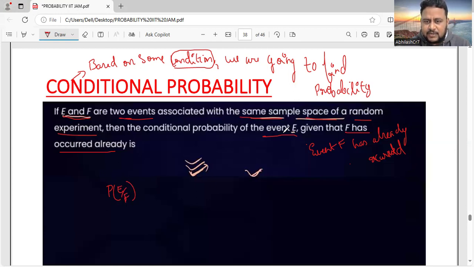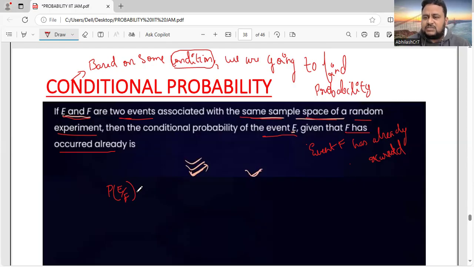The conditional probability of event E, given that F has occurred already. That means F is already given. So what is the probability of E when event F has already occurred? I'm repeating again and again: there are two events, E and F. Event F has already occurred. Then what is the probability of event E occurring given that event F has already occurred? That is the conditional probability. So whenever we talk about conditional probability, there should be at least two events, and one event has already occurred.